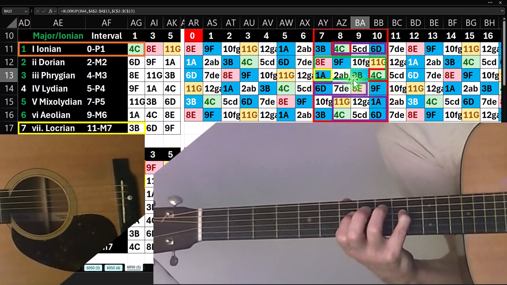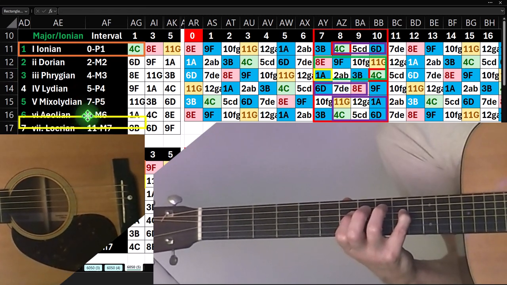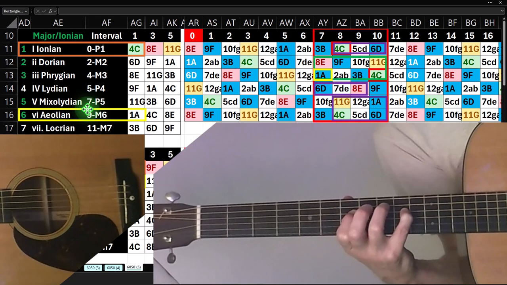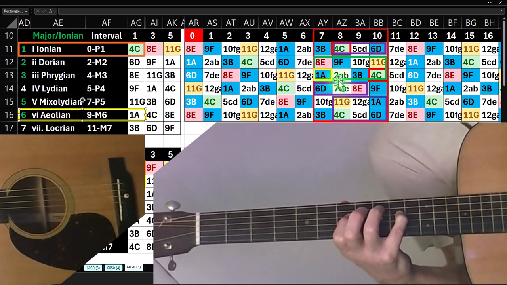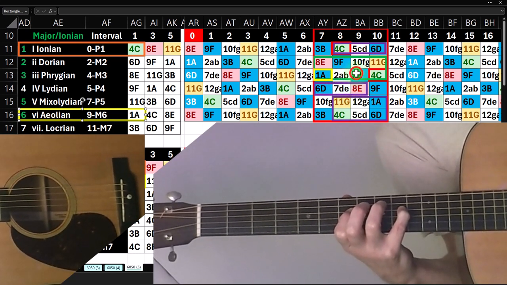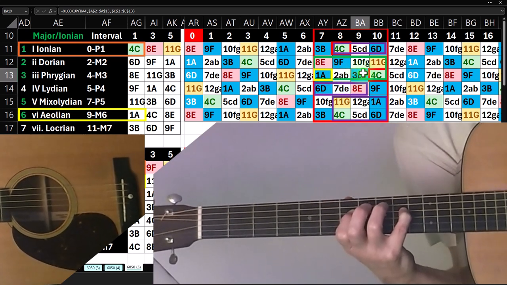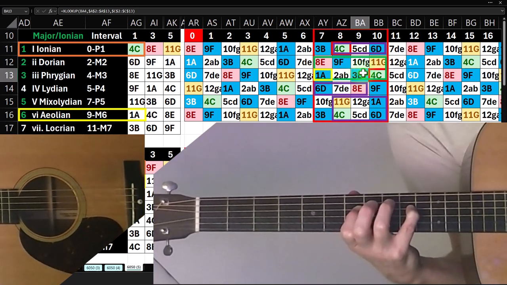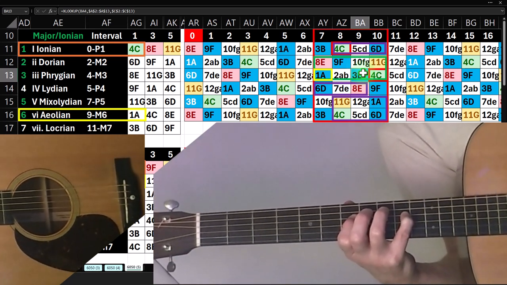All right, so now we're going to go back to the sixth of the major scales, a 9 note away major sixth. And how do I know that? Because if I count from the A, it'd be 3 notes away, which would be a 3 note away minor third. Invert that, 12 minus 3 is a 9 note away major sixth.